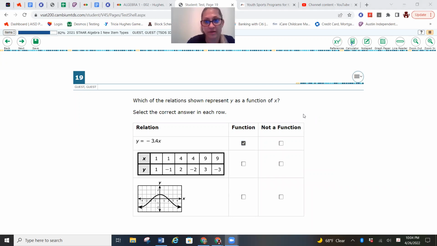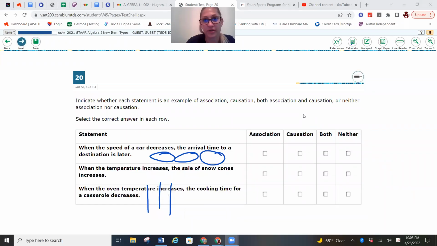For my next, it has 1 and another 1. It has 4 and another 4. It has 9 and another 9. That's not a function because x repeats. The third one, they give me a graph. Draw a vertical line. Does it touch the graph more than once? No, it doesn't. Therefore, that is a function. Oops, let me delete that.